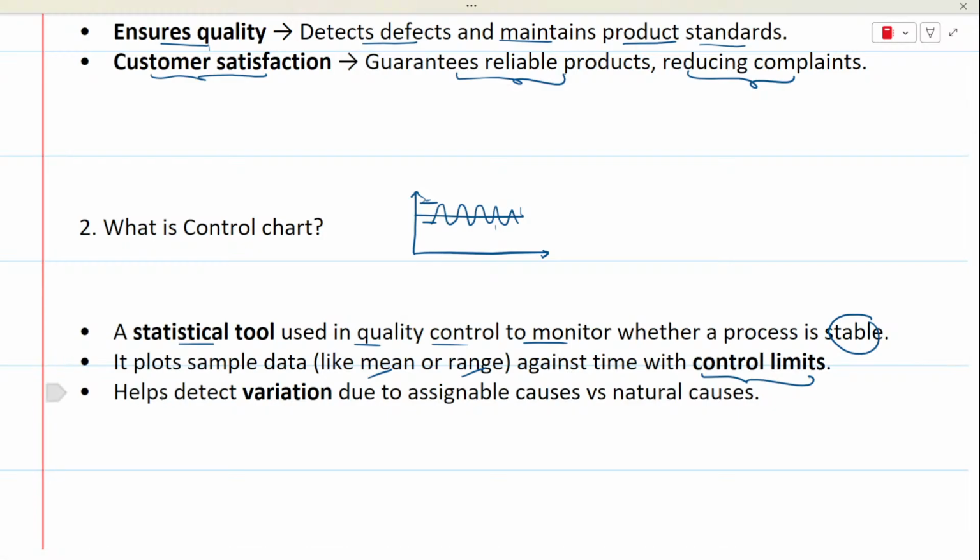Next, the control chart also helps to detect the variation due to assignable causes against the natural causes. So basically it is going to predict the stability of the process which is to be studied.